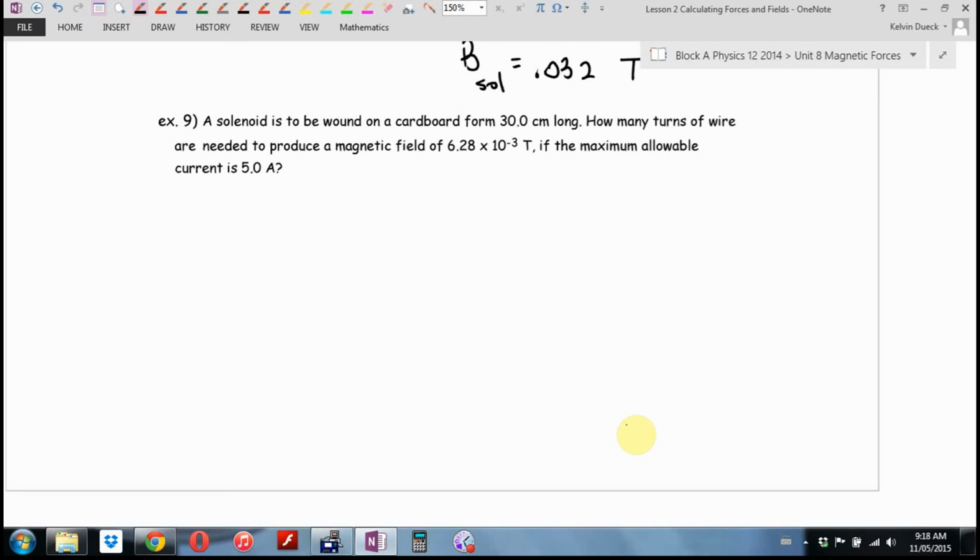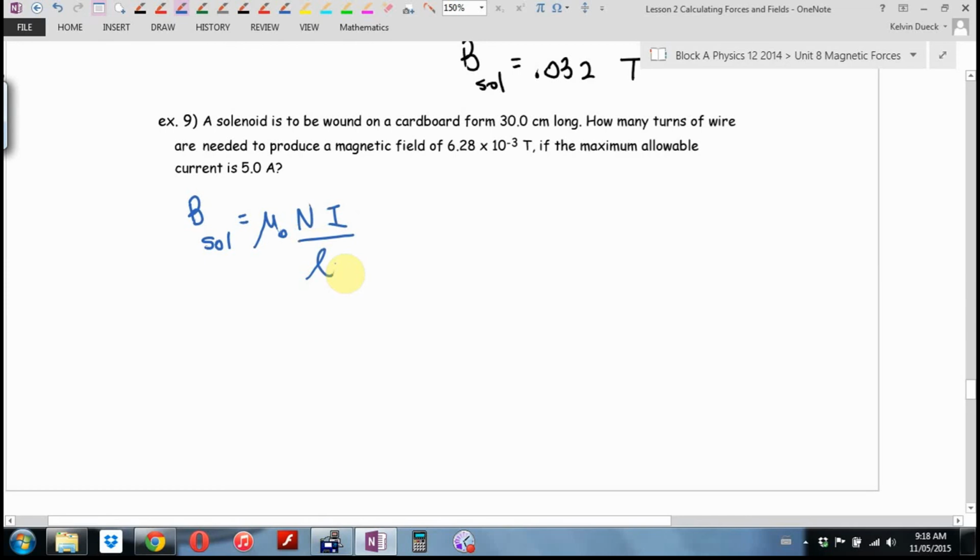solenoid? Okay. So the magnetic field from a solenoid is mu naught N I over L. What are they asking me to find in this question? How many turns of wire, which is which variable in here? Do a process of elimination. Is it B? No. Is it current? No. Is it the length? No. That's a constant.